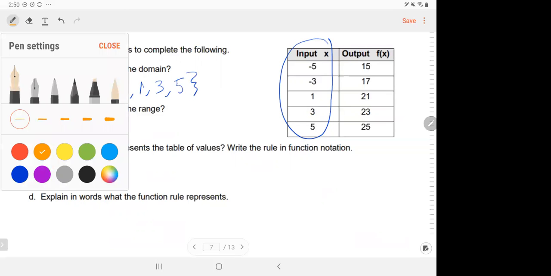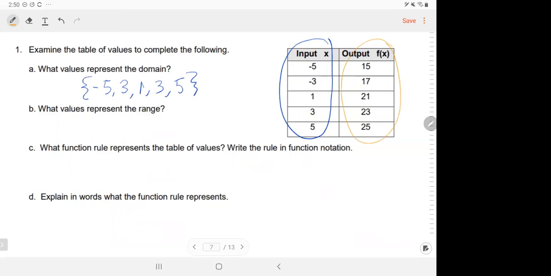For the output, I'm going to stick with that orange color here, and it says what values represent the range. That is our output. So 15, 17, 21, 23, and 25. And it says what function rule represents the table of values. Write the rule in function notation.